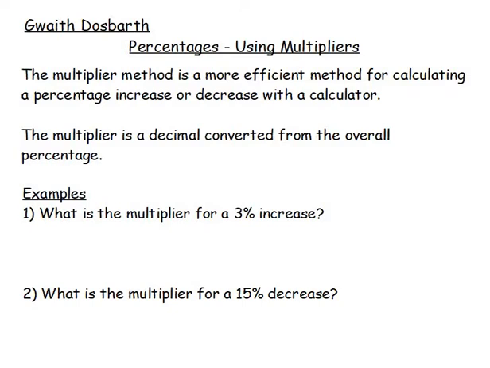So we need to work out the overall percentage that the question is working off, and then we convert it to a decimal. So remember, going from a percentage to a decimal, you divide by 100. The best way to show you how to work out a multiplier is through a couple of examples. Number one, what is the multiplier for a 3% increase?